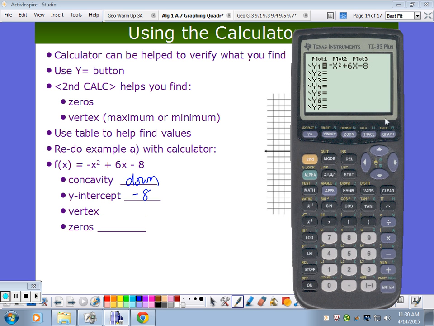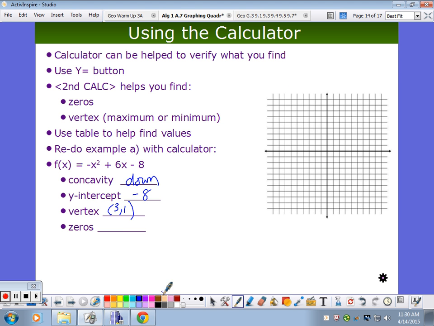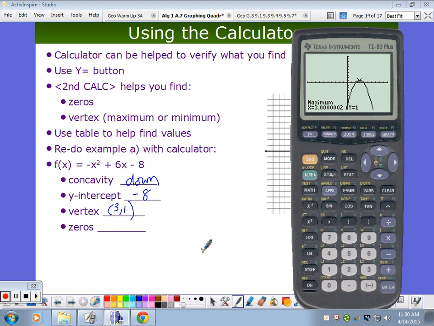When you're working on the SOL, just do this because I don't want you sitting on a function for 10 hours. So you put it in, you graph it, you say, does it have a maximum or a minimum? Maximum. So I press here, I go number 4, maximum. I zero it a little bit, I go to the left of it, I go to the right of it, I press enter. There it is, 3, 1. Look at that. Find the zeros again. Does anybody need to see me find the zeros again? No.